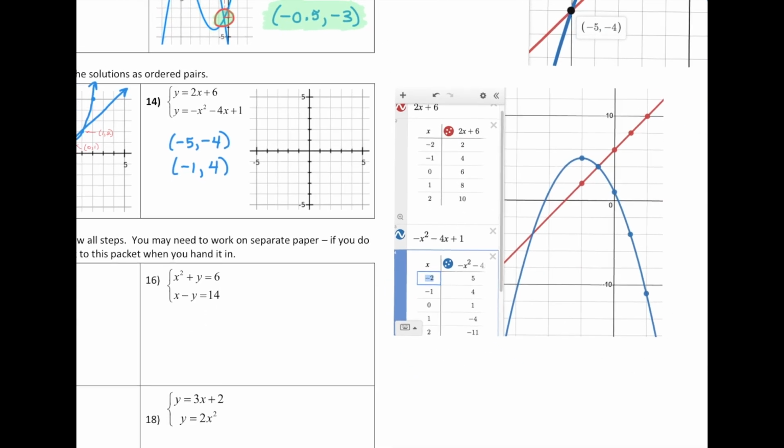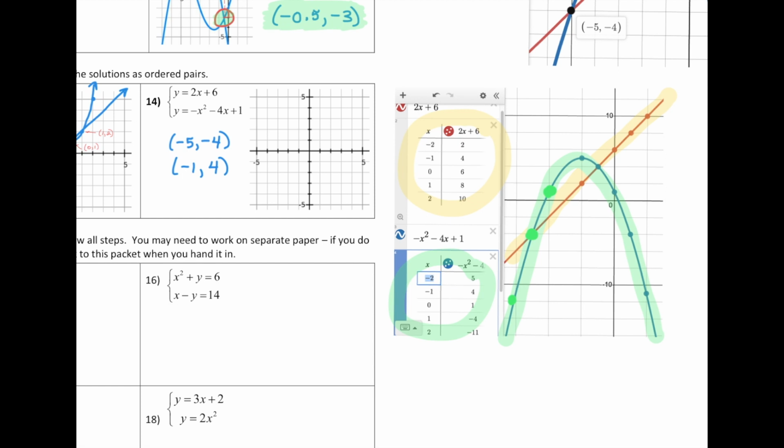And when I get the tables for those two equations, I should see this for the linear and this for the quadratic. I'll need to add some points, especially to the quadratic, to make sure that I know where the rest of the points that I have to graph are. So I'm just going to keep giving myself more x values in the negative direction so that I can place those points accurately.